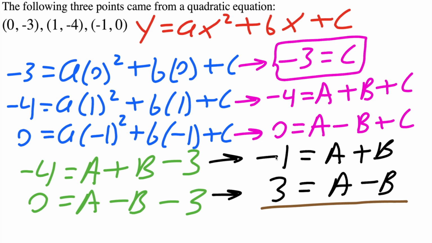And with the elimination method, we're just going to combine these pieces. And this one works without any modifications because this is a positive b and this is a negative b.